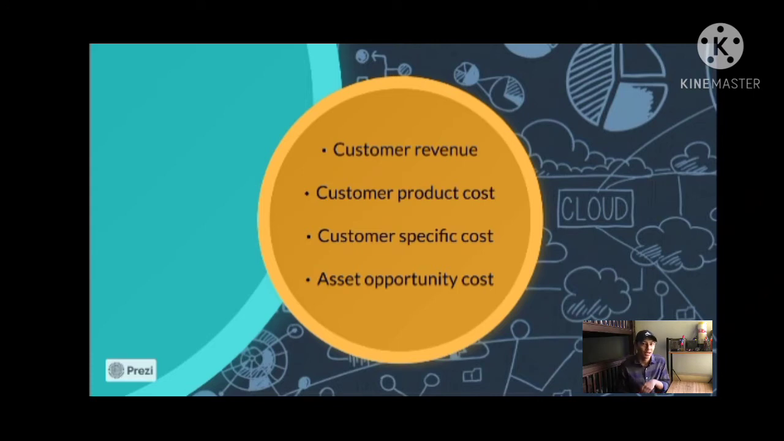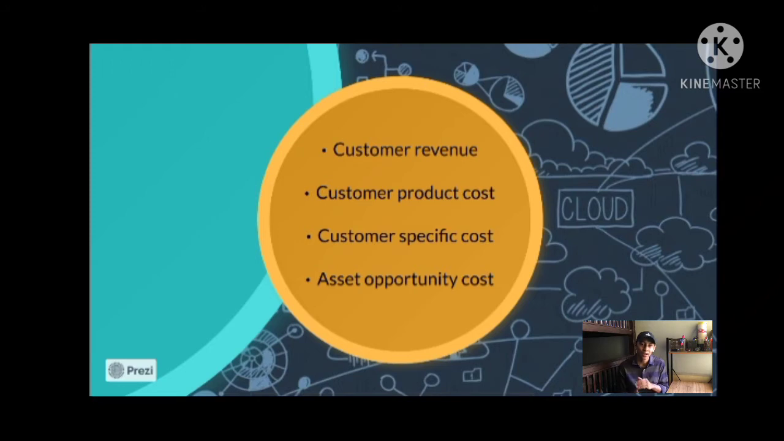Next, customer product cost is for analytical purposes, which differ from those used by accountants to value inventory, because of varying degrees of management confidence. Examples are design cost, manufacturing cost, administrative cost, and any cost related to the production of the product. The third is customer specific cost.